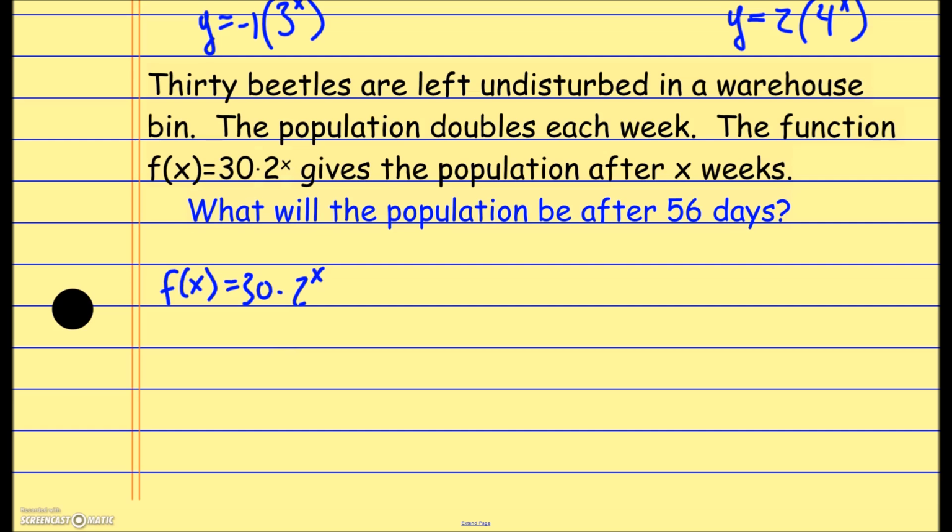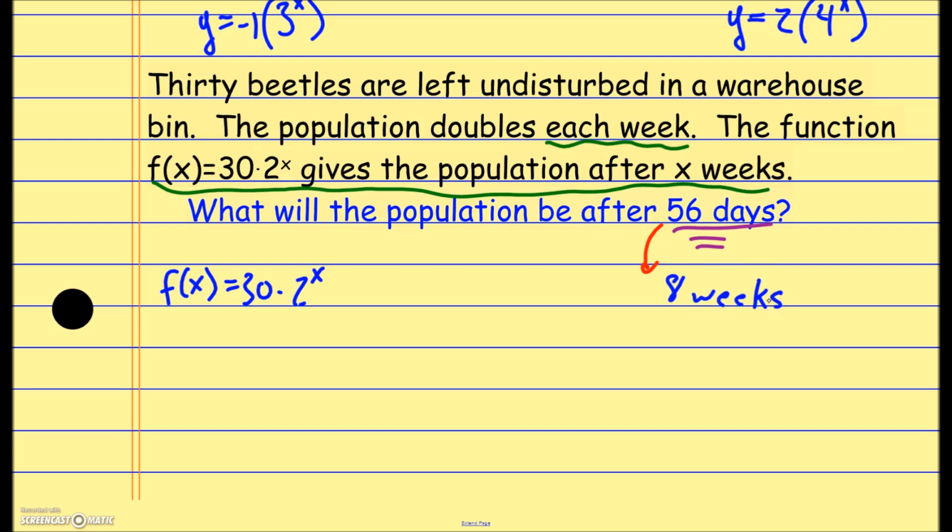The other thing I want to point out is really this is just asking us to plug a value in. But keep in mind the time difference that's here. This says this gives the population after x weeks because it doubles each week. And then this is asking us what it's going to be after 56 days. So keep this in mind. The way this equation is written, our x value is in terms of weeks. So if we want to plug values into it, those values have to be in terms of weeks. Okay? So the first thing I need to do is convert this to weeks. So 56 days, I would divide by 7, and I'd find out that that's 8 weeks. Okay?